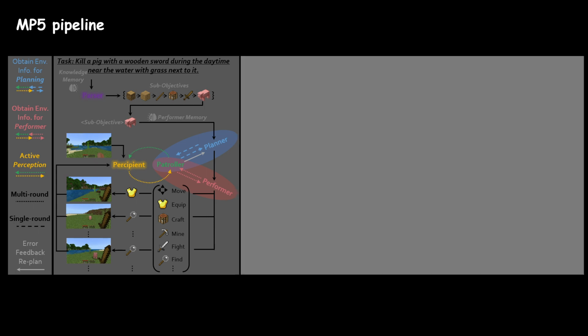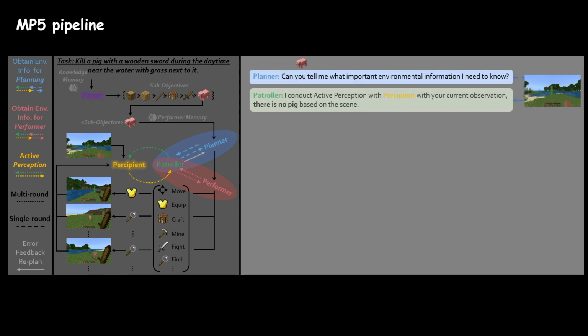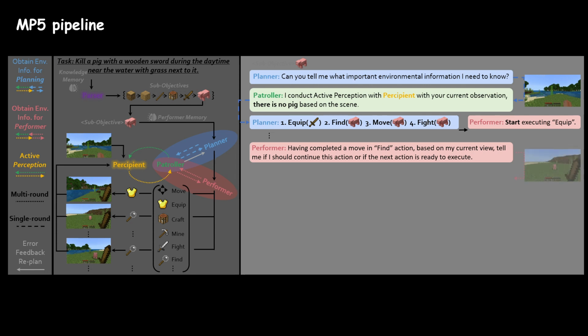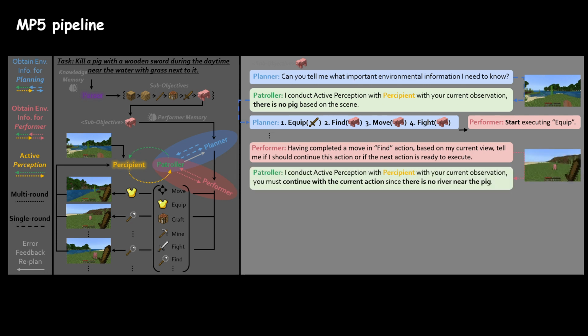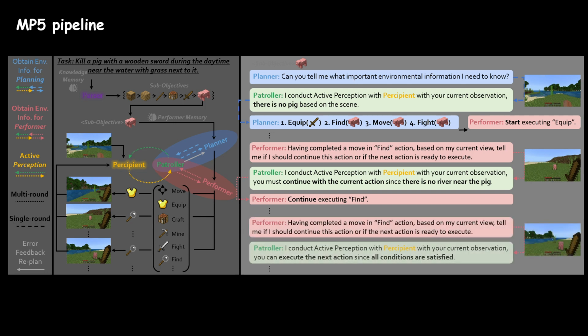Here is a concrete example: kill a pig with a wooden sword during the daytime near the water with grass next to it. Used to show the detailed process of module interaction. When a sub-objective, killing a pig, is passed to the planner via the parser, the planner asks the patroller for task-related information in the current scene, and then uses the current scene information and sub-objective to generate an executable action sequence to the performer. When the performer completes the equip action, it begins to perform the scene strongly related find action.